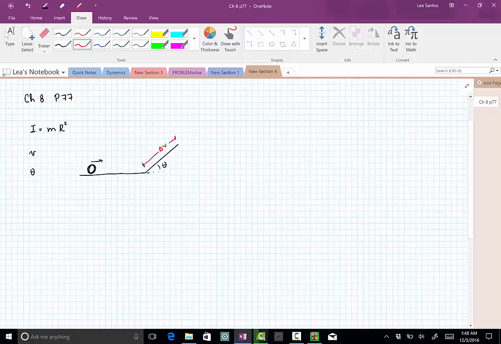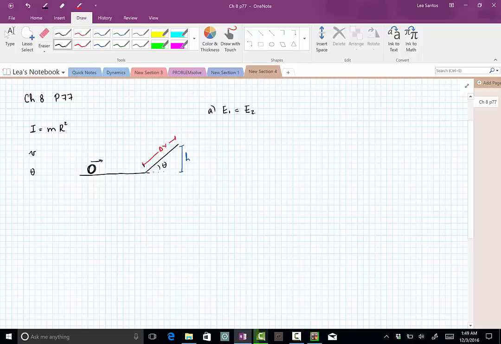To find this delta x, what we need to find is the height. With the height, with the angle, I can find this delta x. So to find the height, I'm going to use conservation of energy. So for part A, I'm going to use conservation of mechanical energy.